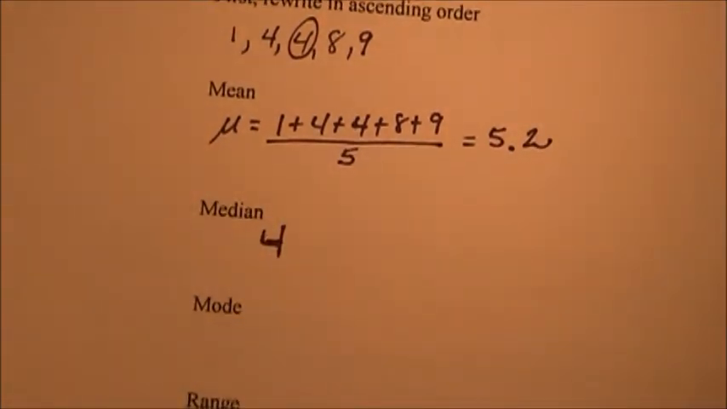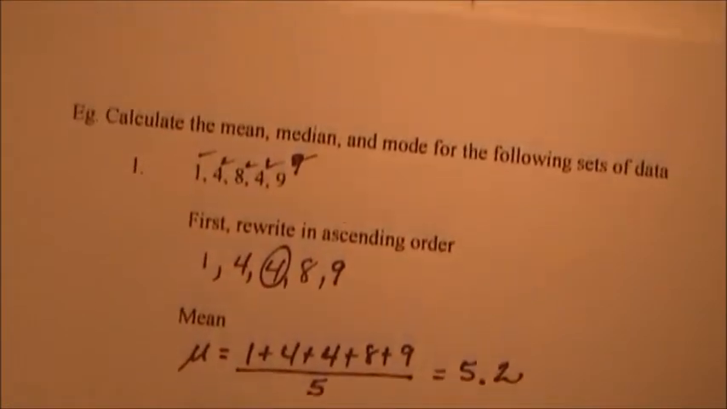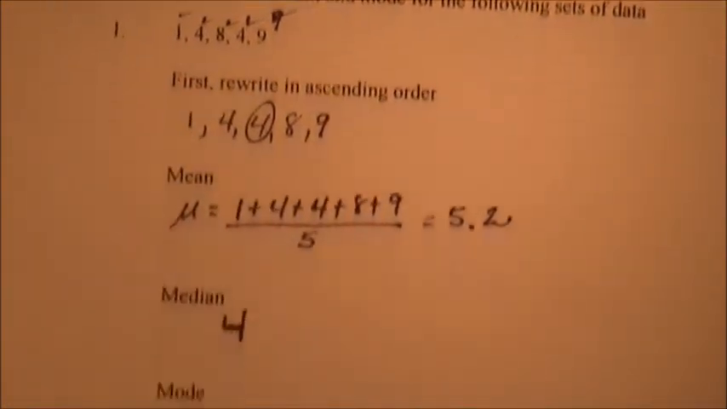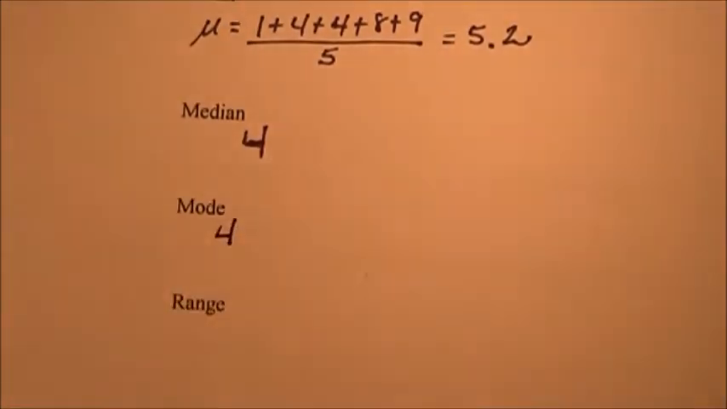Our next one asks us for the mode. Mode is the number or numbers that occur the most. So if we look at this one, we have one number that occurs twice, that is the 4. Everybody else occurs only 1. So 4 occurs the most. As a result, 4 would be our mode.